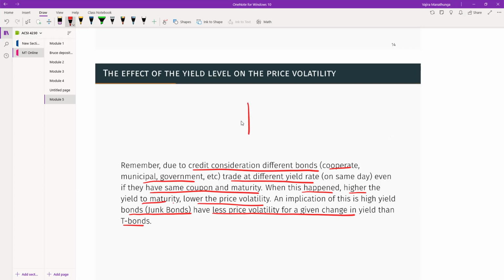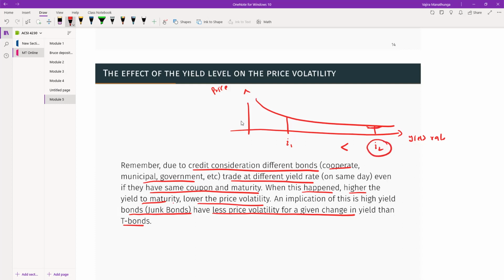Okay, so what does that mean basically? So this is yield rate. This is price. So you can see that, let's say this is I1 and somewhere I2. So I2 is bigger than I1. So around I2, the price change is smaller compared to around I1. If I have something like I0, I0 has a higher price change, okay, because of the curvature.